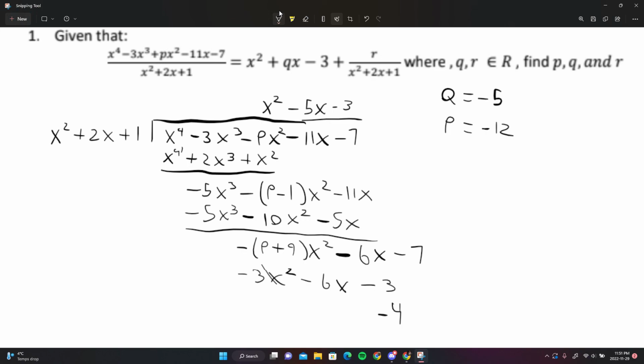And we know from the question that r is actually just a remainder, and we figured out from our long division that the remainder is -4. So that just means r is equal to -4. And that is how you solve question 1.